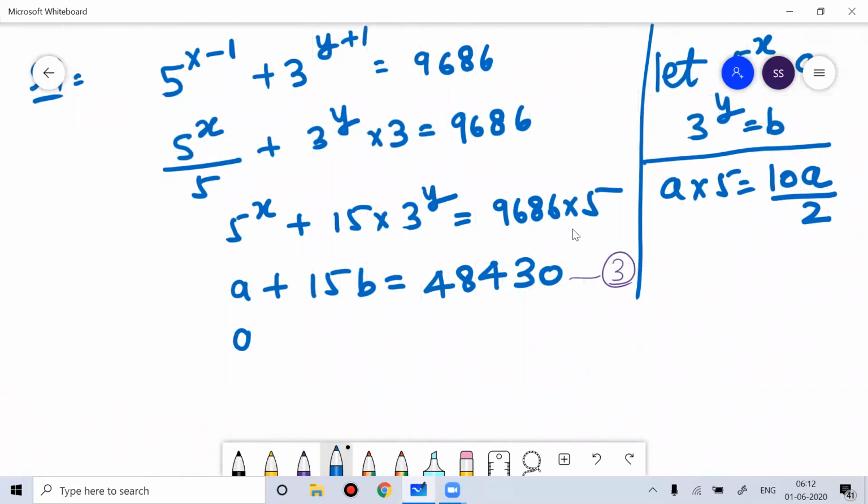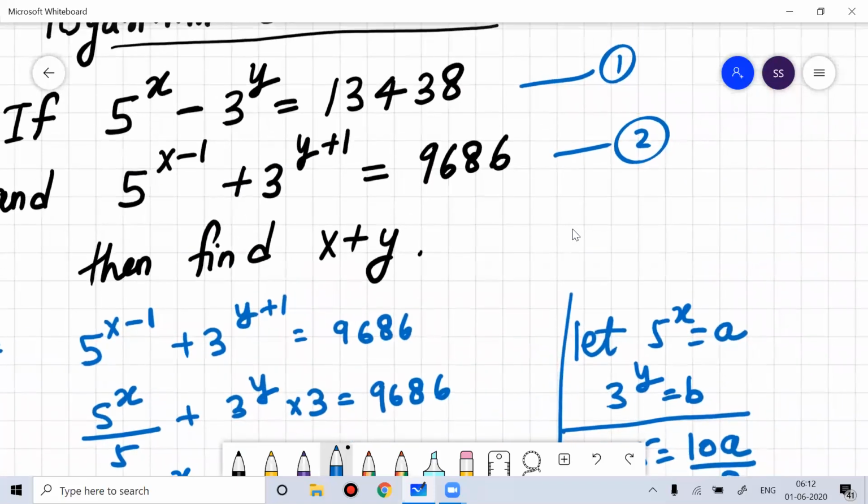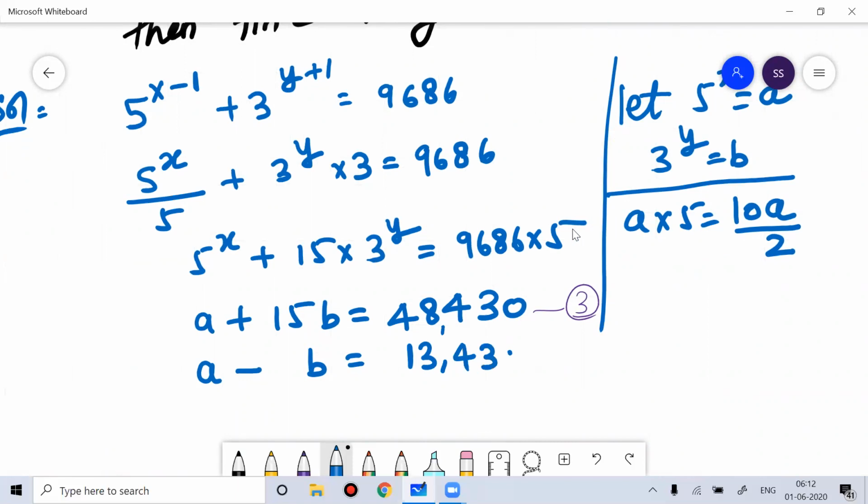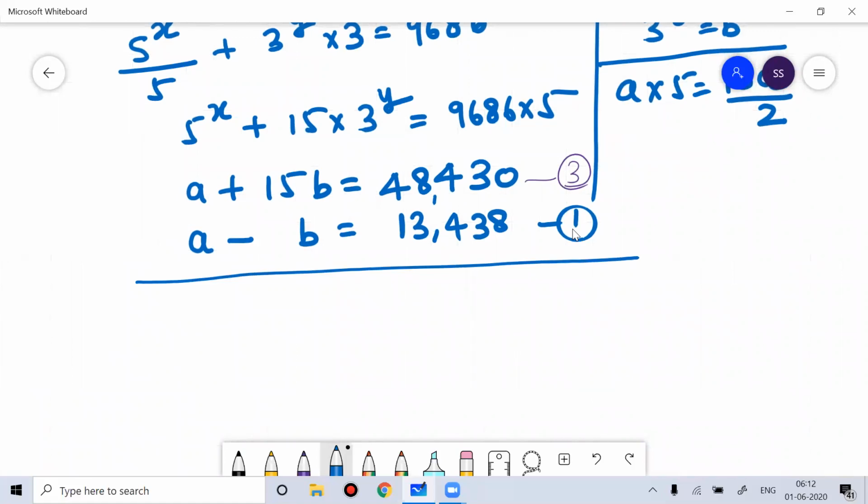So equation 1 was a minus b equal to 13438. This was equation 1. I believe everyone knows how to solve this. You can simply subtract the two equations.